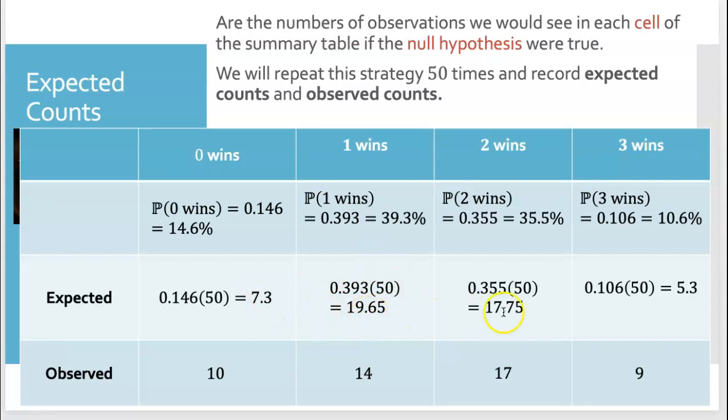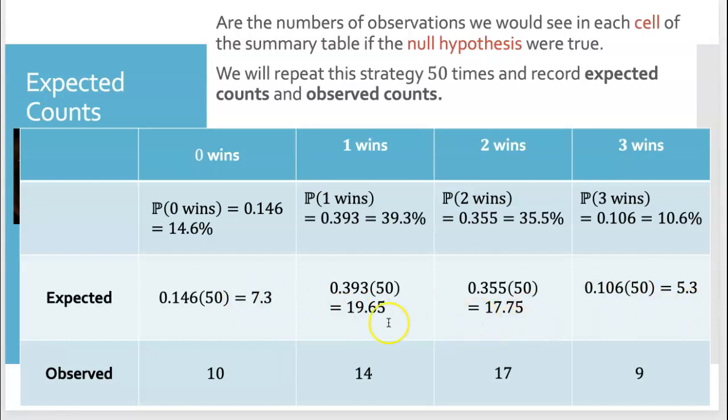My expected counts, I explained these in the last video. Once again, there's a 39.3% chance we have 1 win. Therefore, if we play 50 times, in 39.3% of these 50 games I should win 1, so roughly 19.65. Remember, these are expected values, they're averages, so it's normal to see decimals here. Then we do 17.75 and 5.3 here. So these are my expected counts, and they're all greater than 5. That's a good sign.